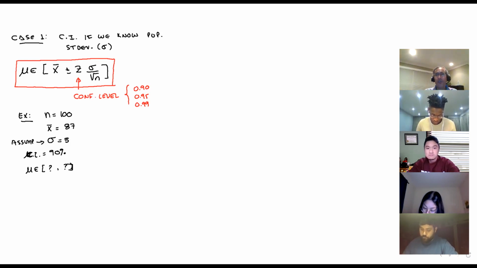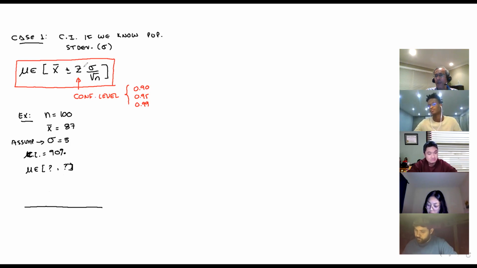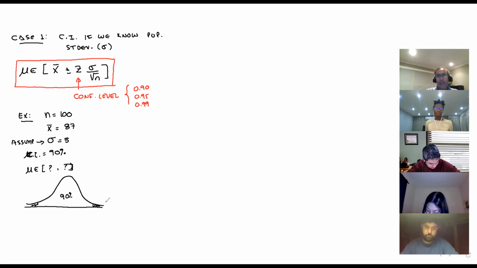Okay, ready, guys? So let's do this together. And once you see this example, you're going to see how easy this works. The first thing we need to do is graph. Because if you see in the formula, I have X bar, I have sigma, I have n. The only thing that is missing is Z. So how does this work? This is my normal distribution, and I want this to be equal to 90%. So this implies, there is another term here called significance level.